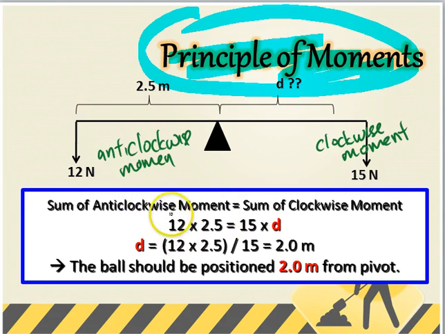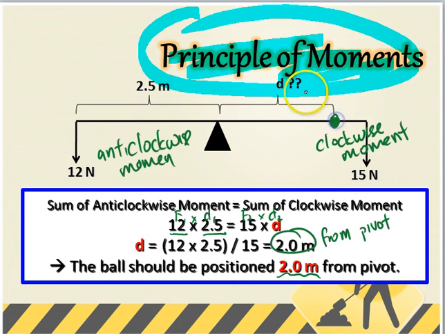So we say that the anti-clockwise moment in this case is 12 times 2.5. This is actually F multiplied by D. F1 D1 is equal to F2 times D2. The F2 is 15 newtons. The D is a question mark. We do not know. By doing some simple maths, you realize D should be placed 2 meters away from the pivot. Therefore we conclude that the ball should be positioned 2 meters away from the pivot. In the end, we will put our force somewhere around this point, and D is 2 meters.